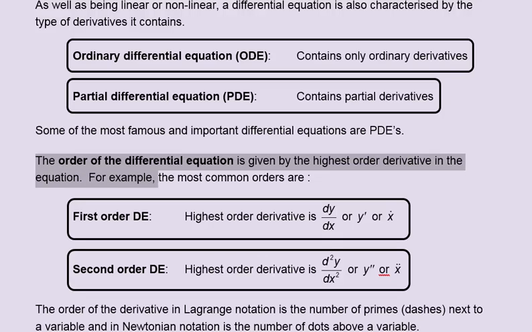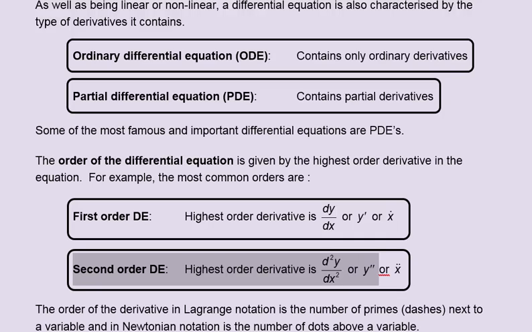For example, the most common orders are: first order DE, where the highest order derivative is dy by dx, or y prime, or x dot. Second order DE, where the highest order derivative is d2y over dx squared, or y double prime, or x double dot. The order of the derivative in Lagrange notation is the number of primes, or dashes, next to a variable, and in Newtonian notation is the number of dots above a variable.